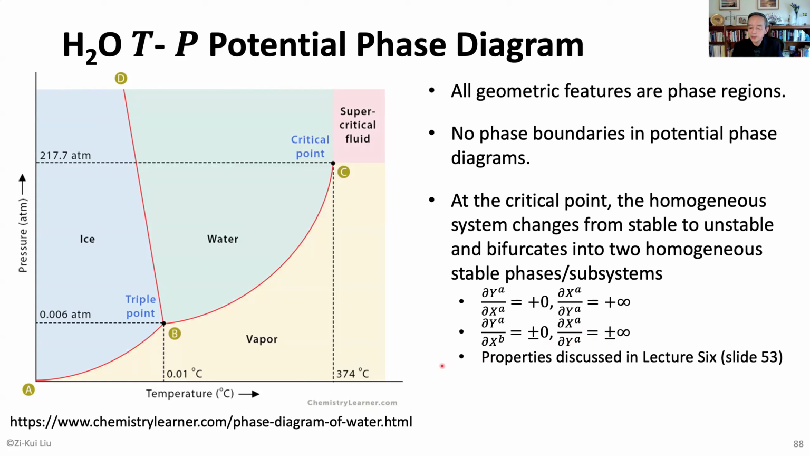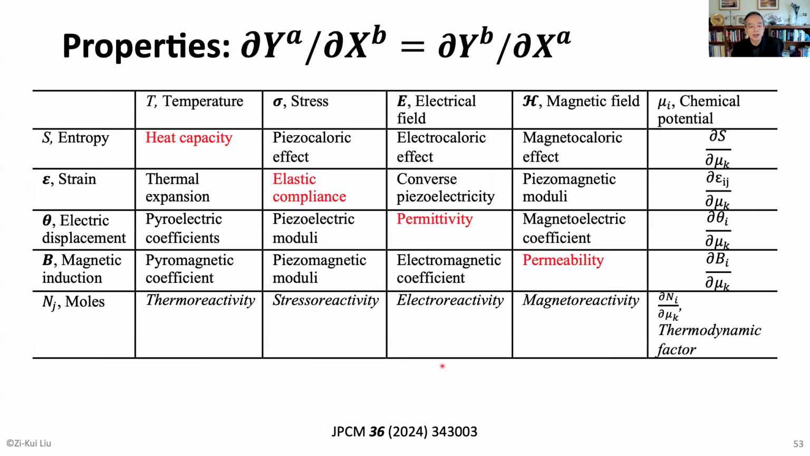So this is the property we discussed in lecture 6 too, but now it's on slide 53, this one. So this is the potential, and these are the molar quantities. The diagonal terms have to be always positive in a stable system. So when they diverge, they diverge positively. However, for other properties here, between the temperature and the strain or volume, they're not conjugate variables, so they could diverge negatively.